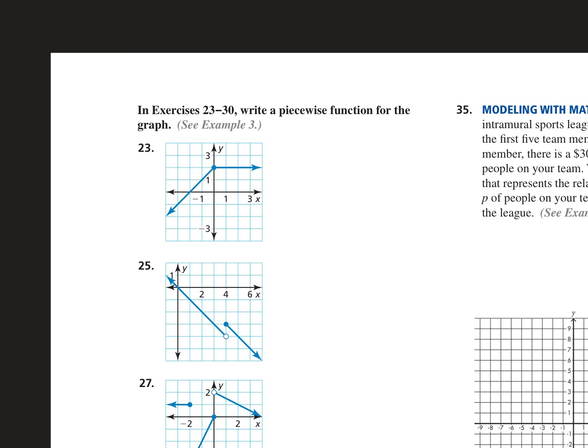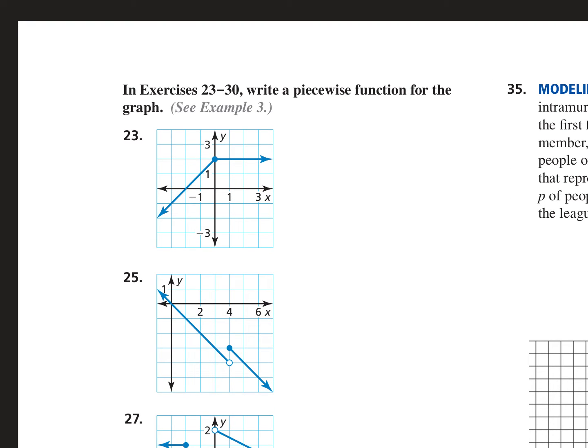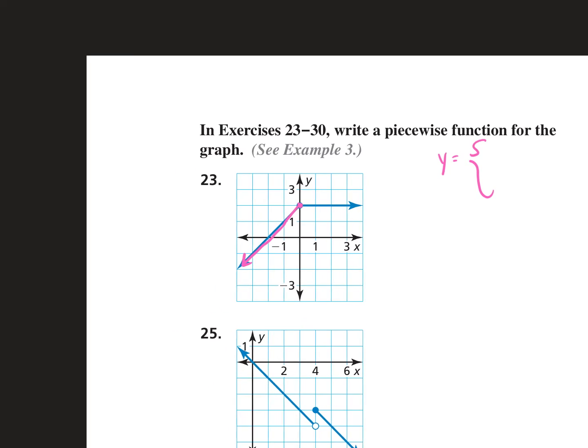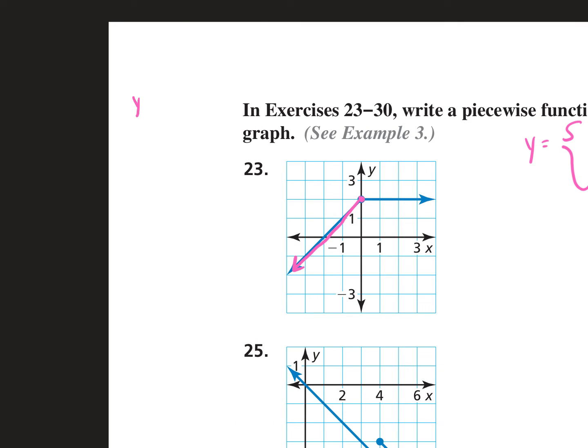All right, so for the next part, we have to write a piecewise function for the graph. So it gives us the graph, we have to write a function. So just like the other ones, we have y equals, and we'll draw our little bracket there. Now we're going to start with one piece at a time. So I'm going to start with the left line first. To write our equation of a line, I'm going to write it as y equals mx plus b. So I need to know what my slope is, and I need to know what my b is.